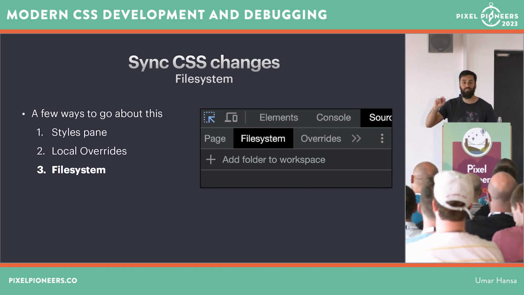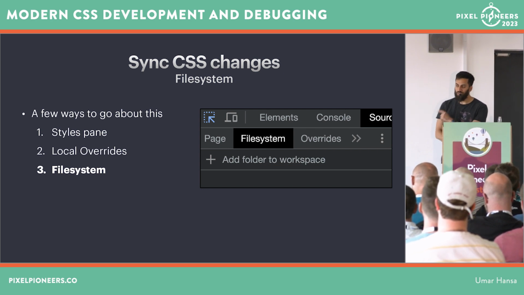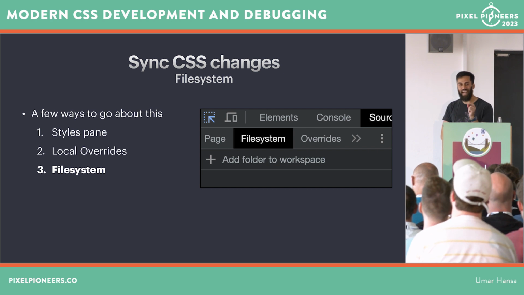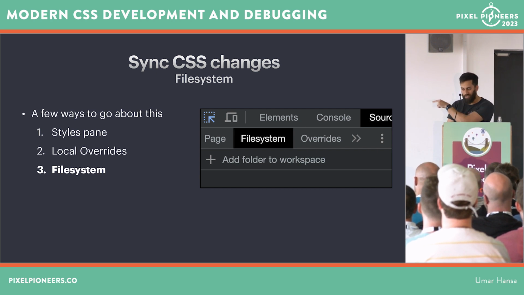Sources panel, file system. So this is feature number 3, all within the spirit, again, of persisting your code changes. So go to the sources panel, go to the file system pane, and add your actual source code repository. So if your actual source code is in a folder called website, add that folder to this.